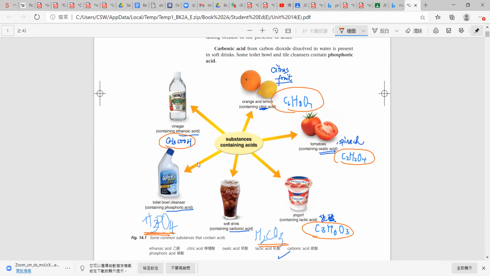It's not just CH3COOH. It can be something like this: CH3, then C double bond O, then OH. Can you see something like this? Now, similarly for oxalic acid, could you please do the same by searching for oxalic acid? What is that? How do we call it? We call that ethanedioic acid.